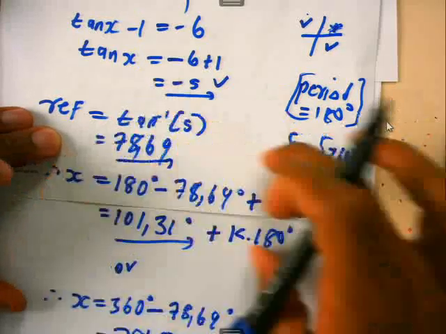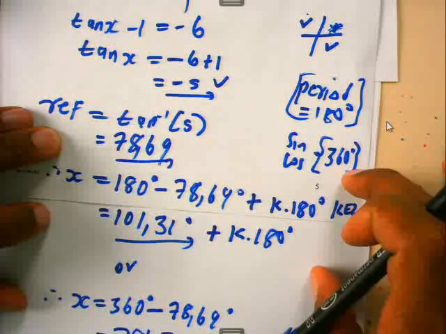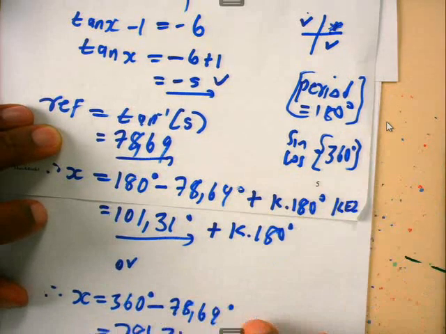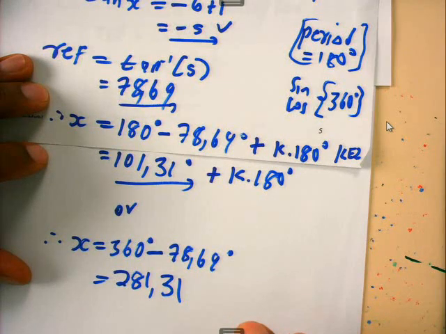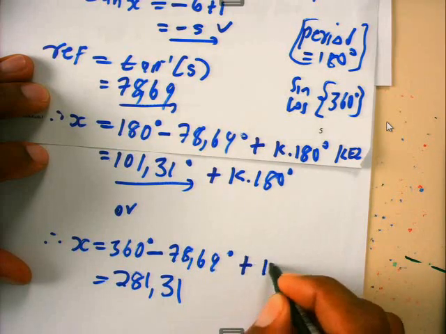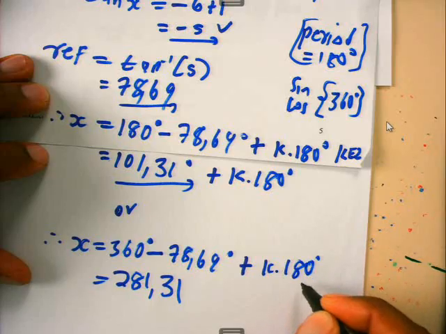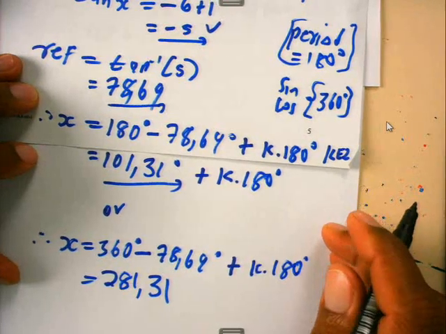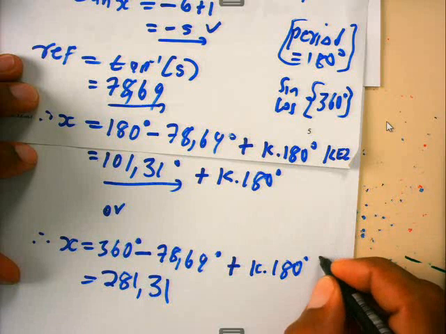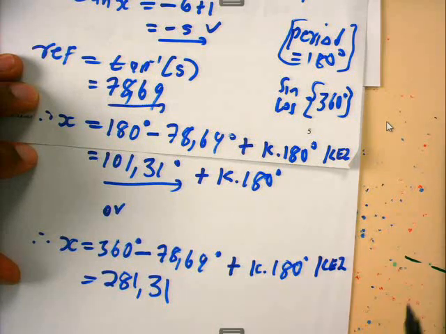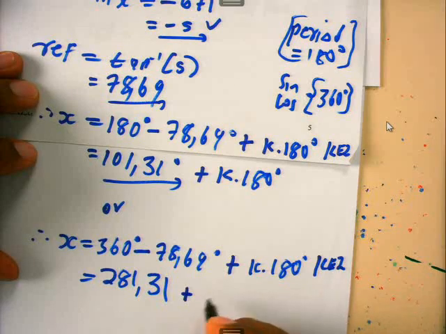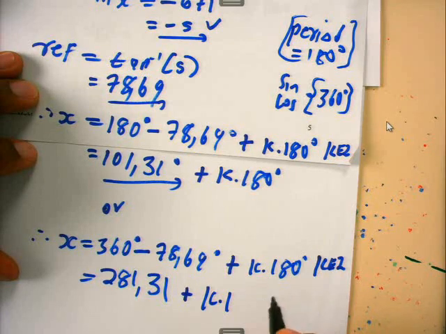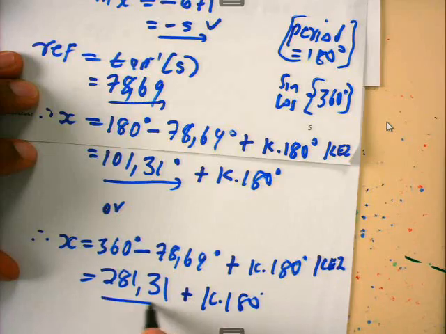For the first part, you have now written your answer as a general solution. For the second one, we do the same: 360 degrees minus 78.69, and we must add k times 180. What is this 180? That is the period of the tangent. Please don't forget to indicate that k is an element of the integers. After you've simplified, that is 281.31, and we still have plus k times 180 degrees.